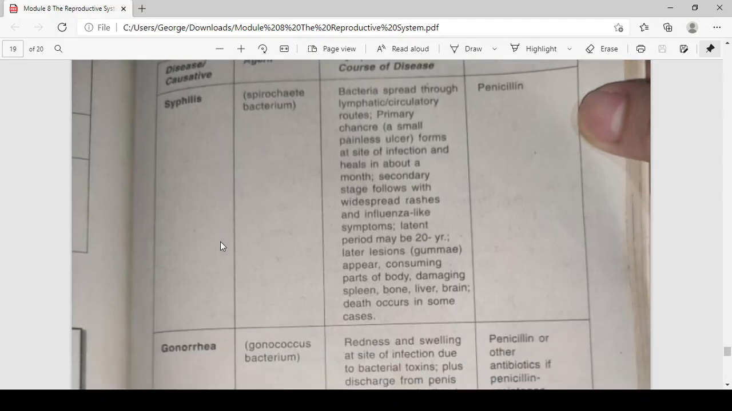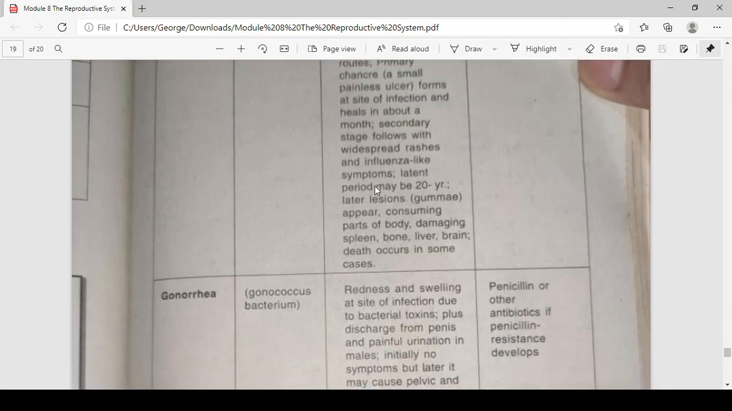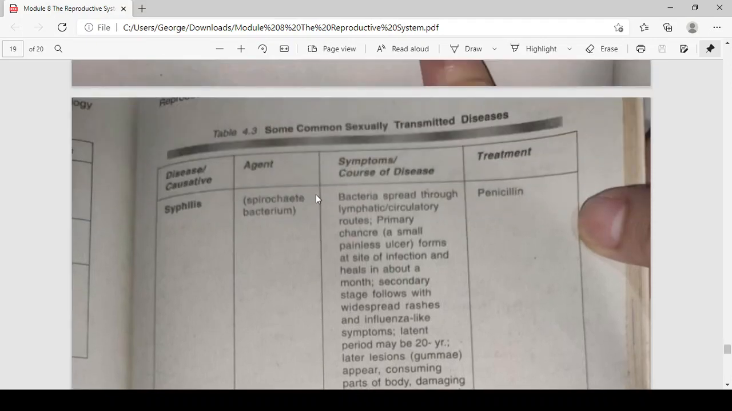A bacteria spread through your lymphatic or circulatory routes, a primary chancre forms at the site of infection that heals in about a month. After that, secondary stage follows with widespread rashes and influenza-like symptoms. Latent period may last up to 20 years later, with lesions. Mayara na siya din sa dako-dako nga lesions on larger parts ng inyong lawas. It damages the spleen, bone, liver, and brain, and that occurs in some cases.